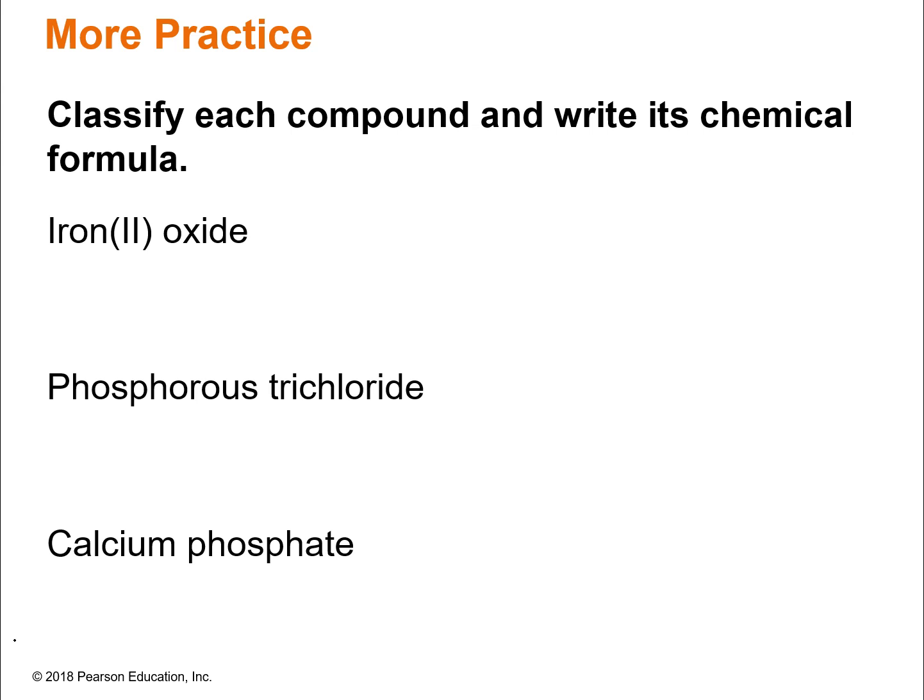Iron 2 oxide. To classify it, looks like we've got one metal plus one non-metal. The only thing it can be is a binary ionic compound.